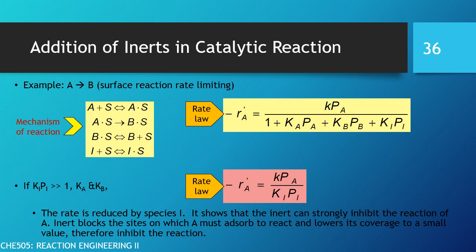The rate is reduced by species I. It shows that the inert can strongly inhibit the reaction of A. The function of inerts in the reaction is that they block the sites on which A must adsorb to react, and lower its coverage to a small value. Therefore, they inhibit the reaction. So the inert is actually a type of catalyst, but with a negative function. So that's all about the rate limiting.